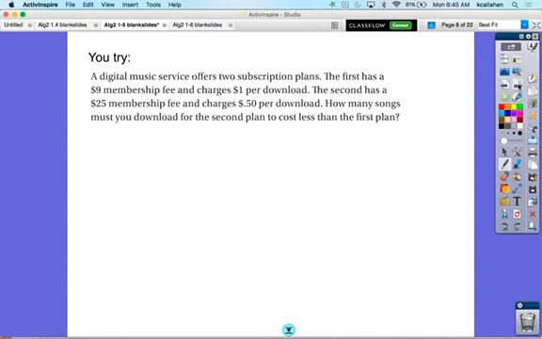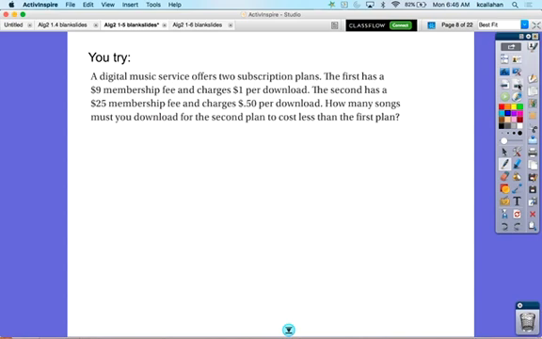A digital music service offers 2 subscription plans. The first has a $9 membership fee and charges $1 per download. The second has a $25 membership fee and charges 50 cents per download. How many songs must you download for the second plan to cost less than the first?